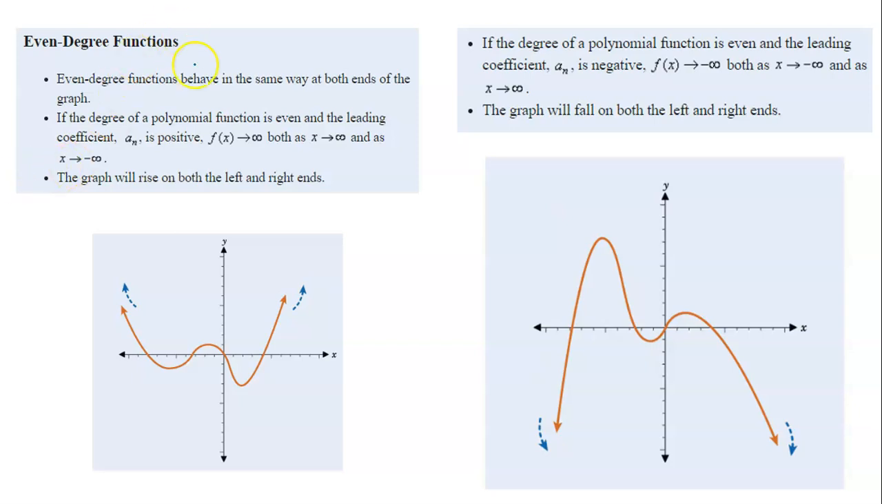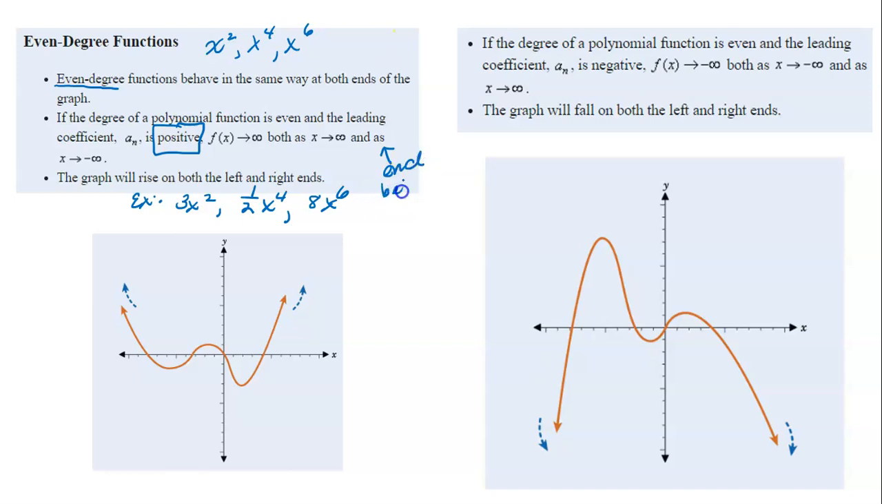So there's even degree functions. These are your x squared, x to the 4th, x to the 6th. Even degree functions, when the leading term is positive, so this could be 3x squared, 1/2 x to the 4th, 8x to the 6th, whatever. These are just examples. This is what the graph is going to look like roughly. It's going to rise on both ends, and it's going to have these end behaviors.